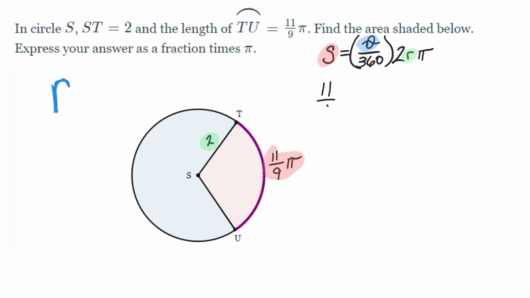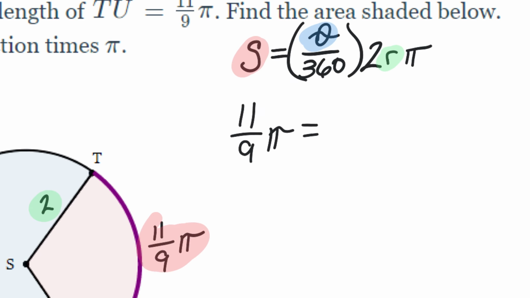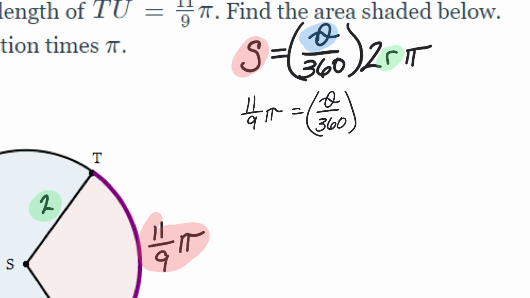The arc length is 11/9 pi. Zoom this in a little bit here. The arc length is, again, 11/9 pi. We do not know what the angle measurement is, the central angle. So that would be left as theta. And again, if you want to change that to an X, you are more than welcome to. And then we are going to go 2 times the radius, which is 2, and then times pi.